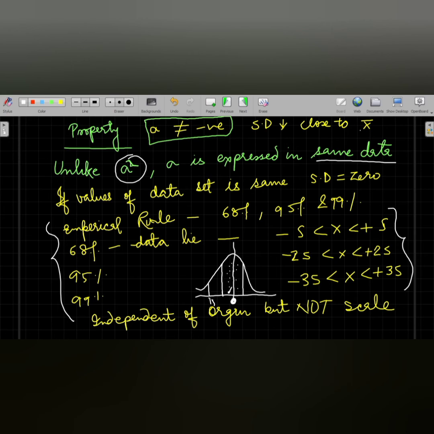Now the most important property is independence of origin. In the mean deviation also we have seen that it is independent of origin, and here we see that the standard deviation is also independent of origin, but not independent of scale. Clear what is origin and what is scale?